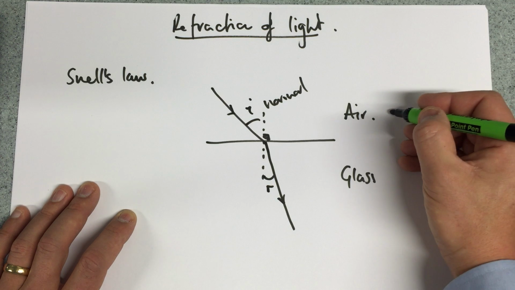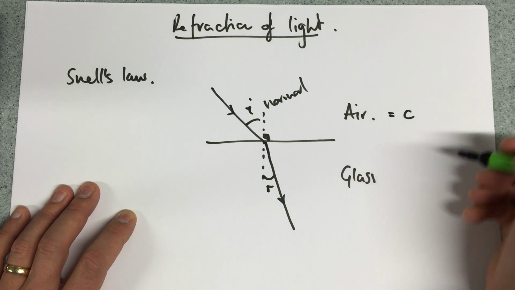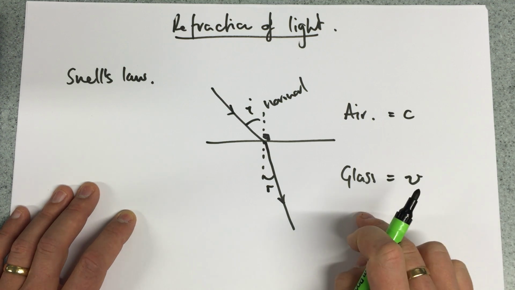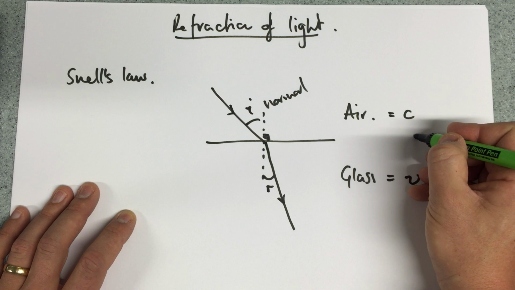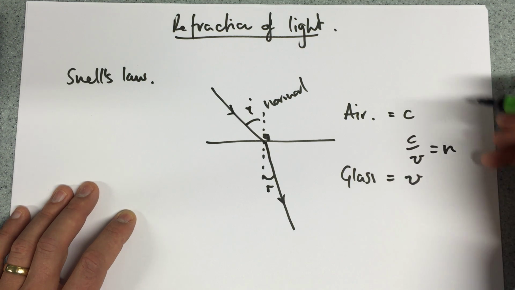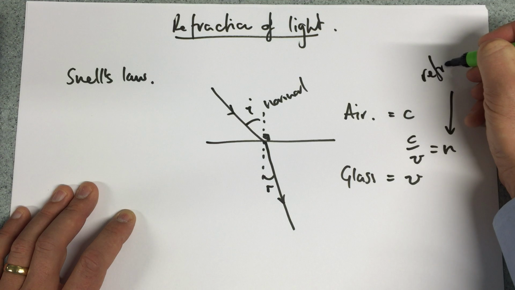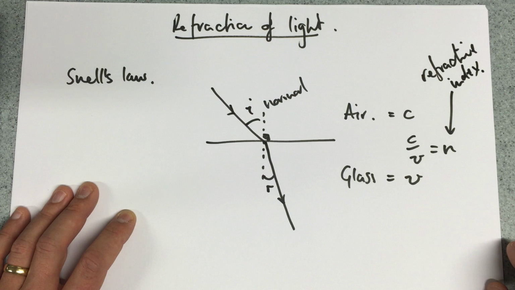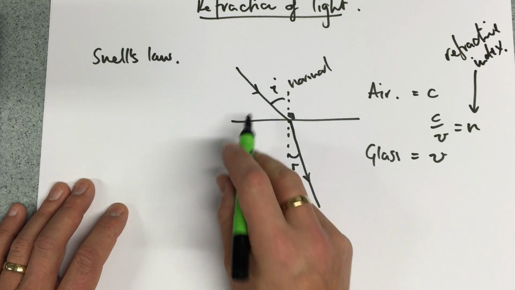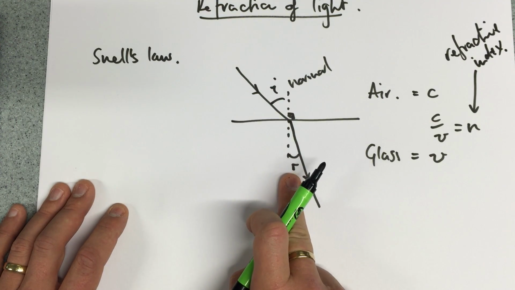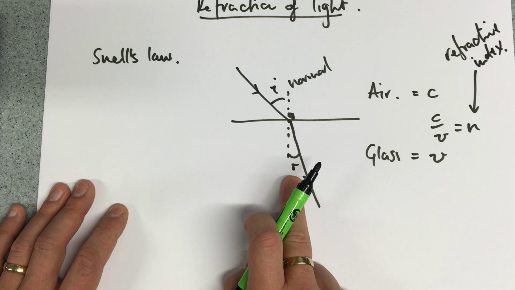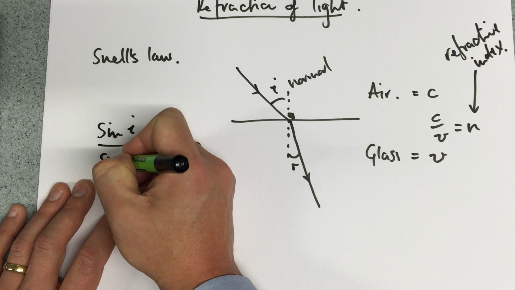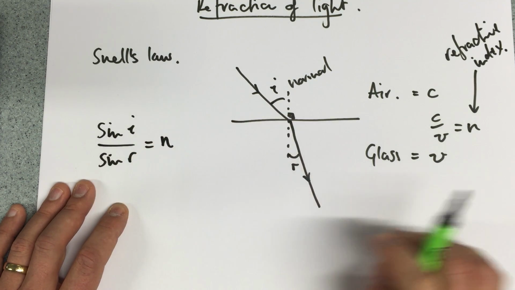We obviously know that the speed in air is c, the speed of light, but it slows down as it goes into glass or something more optically dense. And the ratio of those speeds is known as the refractive index. Now, Snell's law tries to quantify how much that angle changes by. So we have this rule that says sine I over sine R is equal to the refractive index.